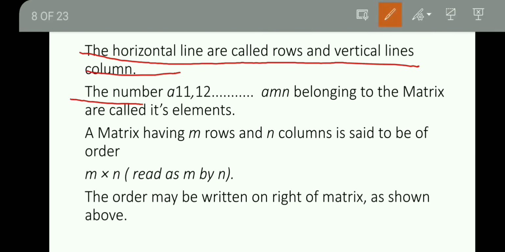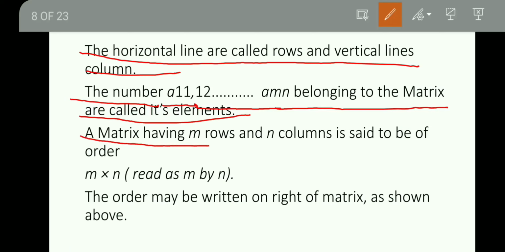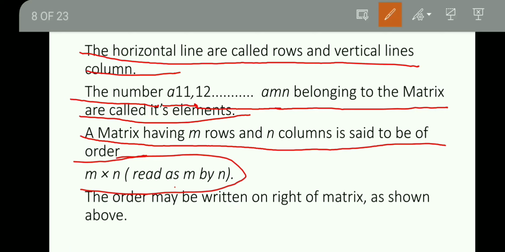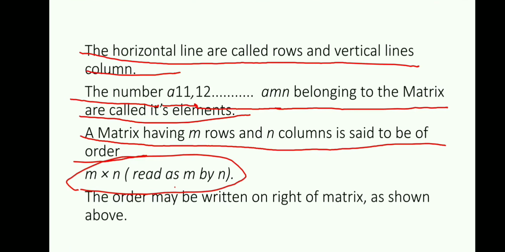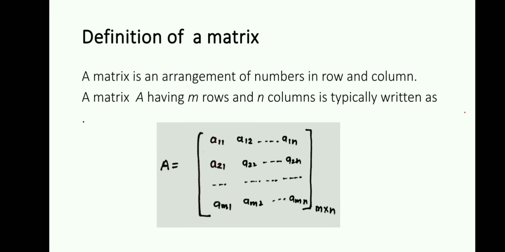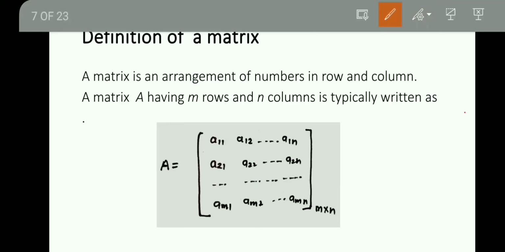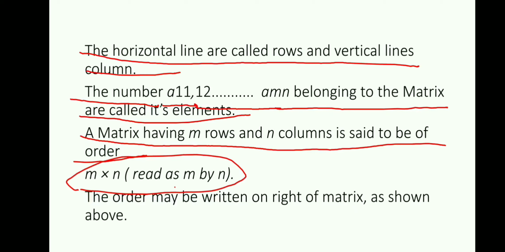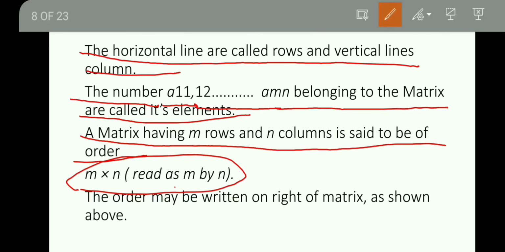And the numbers A11, A12, ... Amn belonging to the matrix are called its elements. A matrix having m rows and n columns is said to be of order m by n, read as m by n. That is, called an m by n matrix. The order may be written on the right of the matrix as shown above.